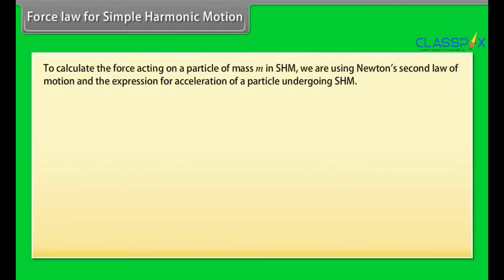Force law for simple harmonic motion. To calculate the force acting on a particle of mass m in simple harmonic motion, we are using Newton's second law of motion and the expression for acceleration of a particle undergoing simple harmonic motion. Ft is equal to ma. Putting value of a, we get Ft is equal to minus m omega square into t. Ft is equal to minus k into t. Here, k is equal to m omega square. Omega is equal to under root k upon m.